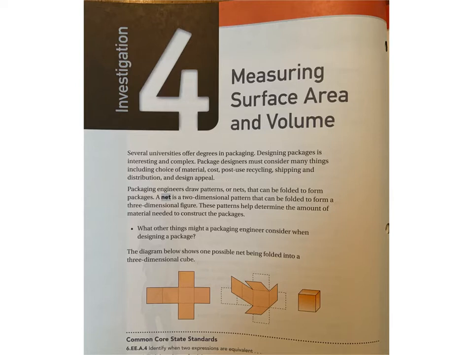When you look at your textbook on page 78, you go to the second paragraph and it says, packaging engineers draw patterns or nets that can be folded to form packages. A net is a two-dimensional pattern that can be folded to form a three-dimensional figure. These patterns help determine the amount of material needed to construct packages. So we're going to watch a video on that.